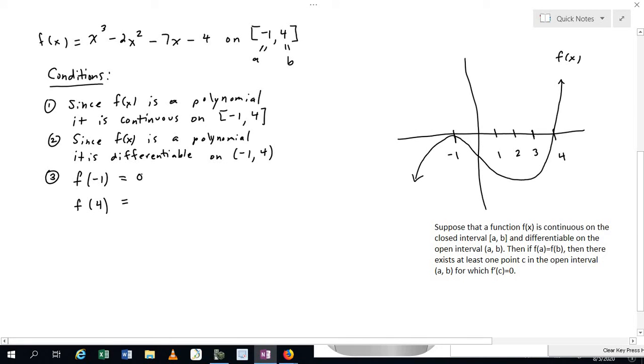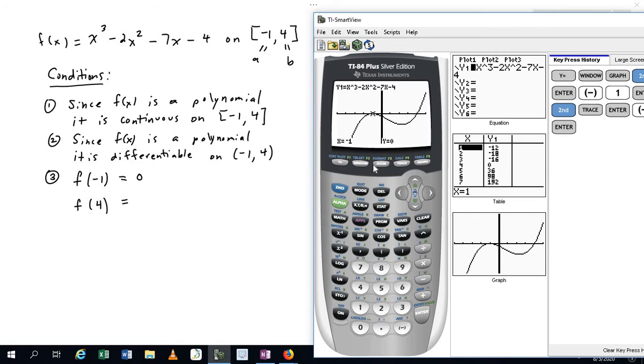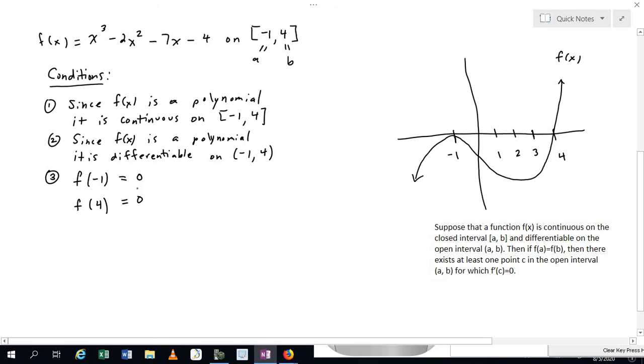So f of -1 is 0. And then let's check f of 4. So again, go to Calculate, the value, and now put in 4 for x and press Enter, and you get y is equal to 0. By the way, it's also graphing that point. (4, 0) is right there on the graph. But the important thing here is the third condition is satisfied. F evaluated at A is the same as F evaluated at B. They're both equal to 0.